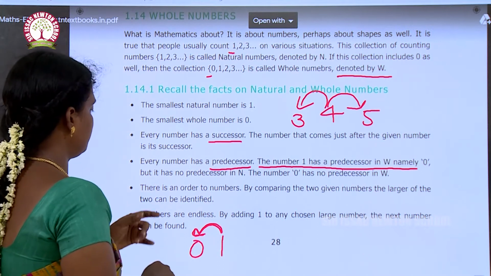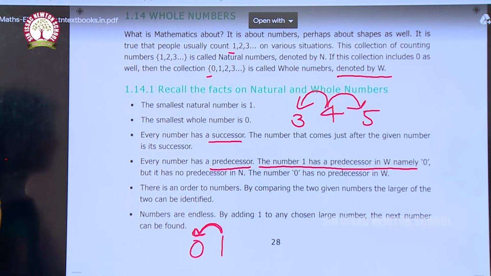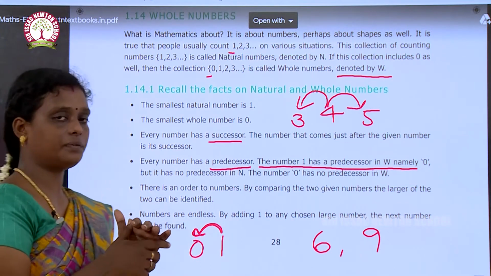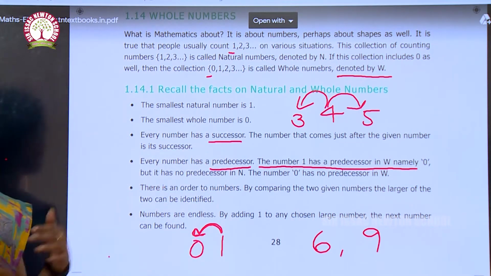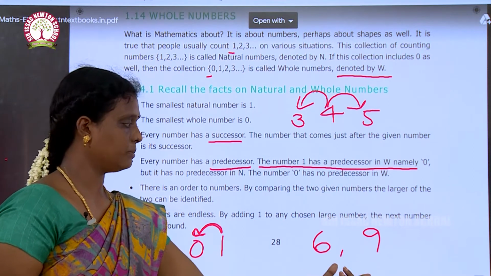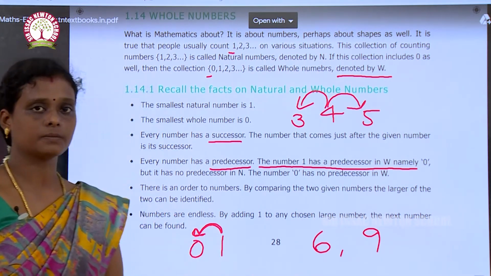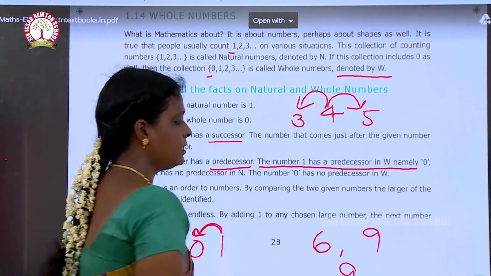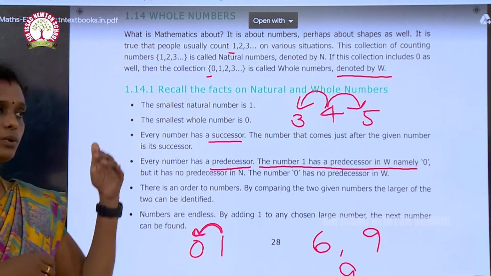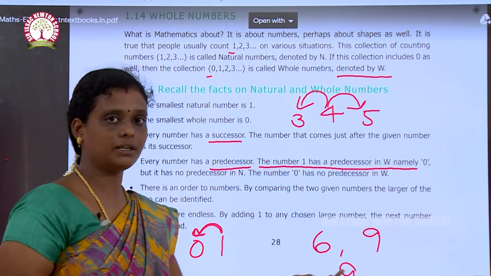Okay. The next fact is, there is an order to numbers. By comparing two given numbers, the larger of the two can be identified. So 6, 9. We have an order, right? The order of the numbers is 1, 2, 3, 4, etc. By comparing the two numbers we can find the largest number and the smallest number. Among these two numbers, which is the largest? It's 9. How do we say 9 is the largest? By following the order of the numbers, 1, 2, 3, 4, etc. So by following that order we can find the larger number and the smaller number.